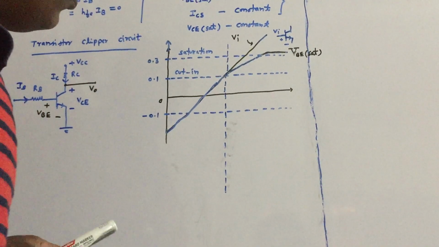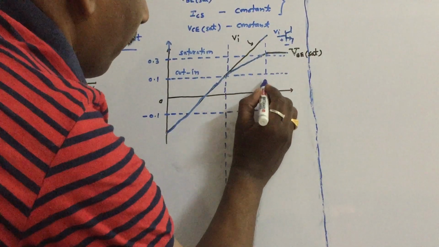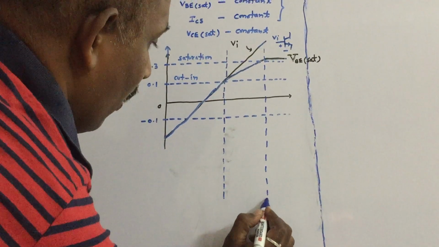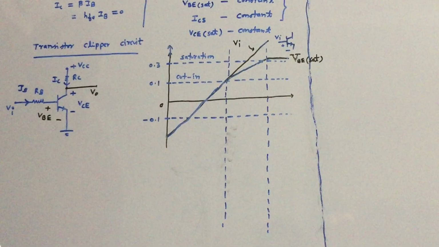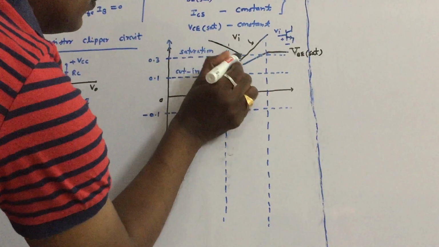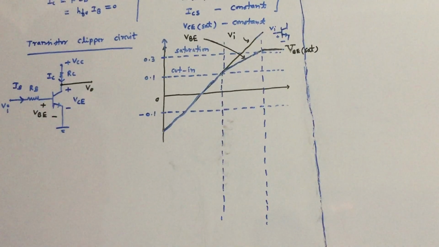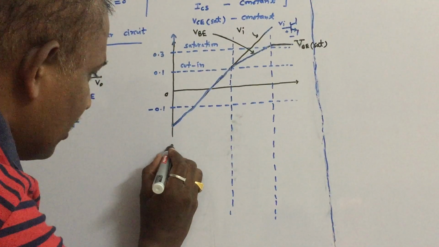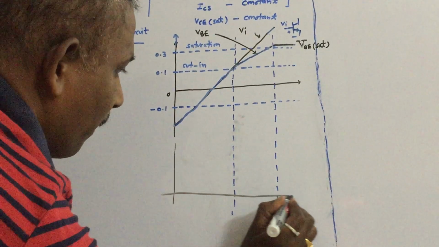So now let us see what other waveforms you want to plot. This is the VBE waveform. So let us now draw the base current and collector current waveforms. Very simple. Base current and collector current waveforms. Let us draw.